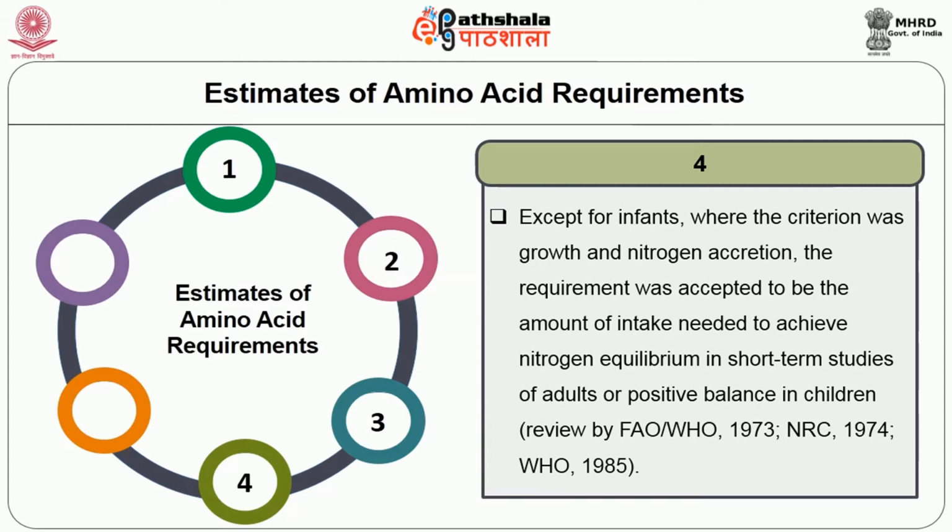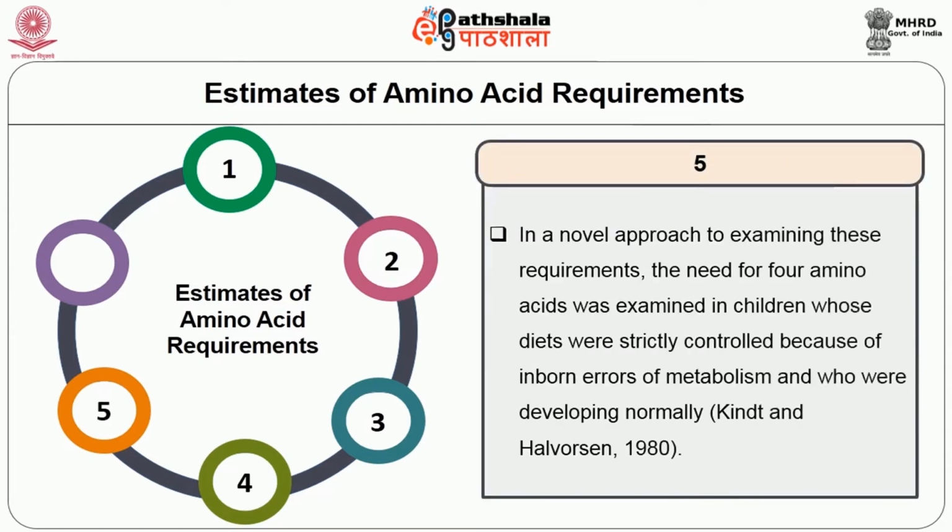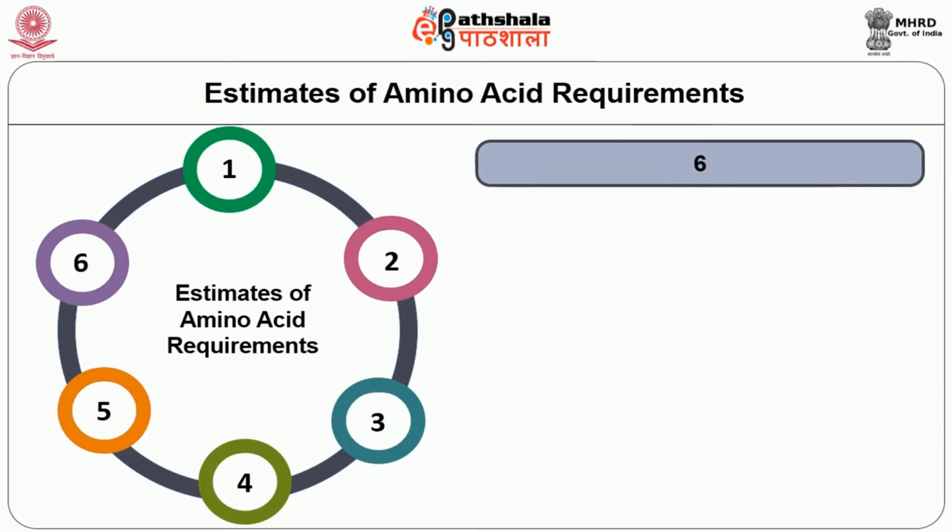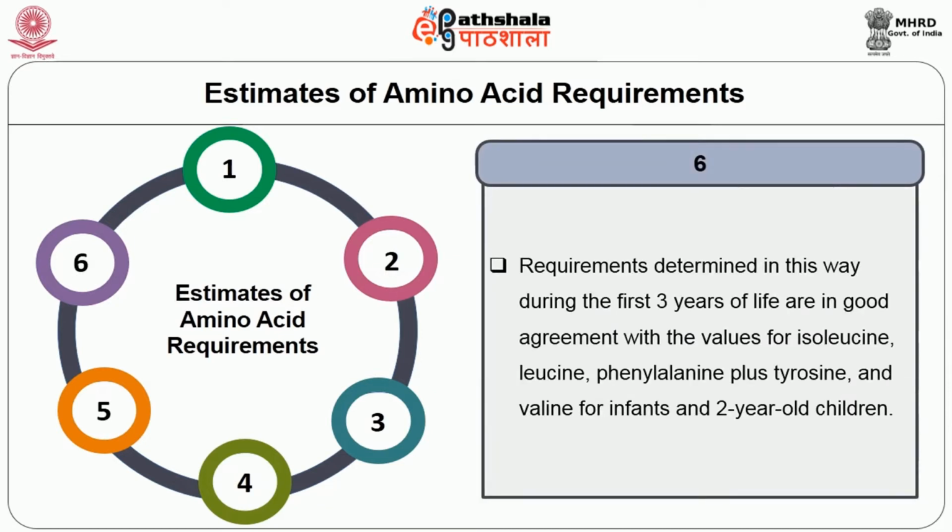The requirement was accepted to be the amount of intake needed to achieve nitrogen equilibrium in short-term studies of adults or positive balance in children. In a novel approach to examine these requirements, the need for 4 amino acids was examined in children whose diets were strictly controlled because of inborn errors of metabolism and who were developing normally. Requirements determined in this way during the first 3 years of life are in good agreement with the values for isoleucine, leucine, phenylalanine plus tyrosine, and valine for infants and 2-year-old children.